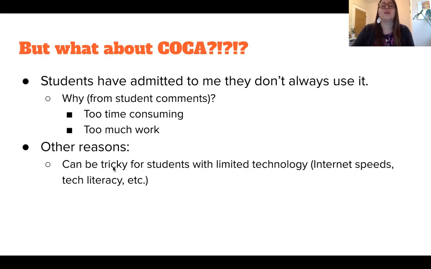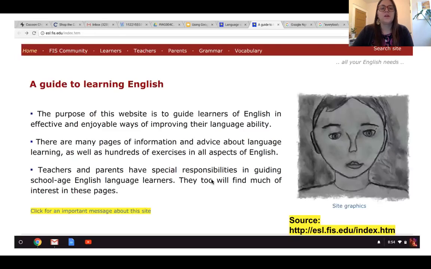Another reason, which I think is just a reality that we have to swallow, is that it can be really tricky for students with limited technology, maybe limited tech literacy. Maybe they don't have good internet speeds. They can't see everything clearly on their phone. They just don't read or write well in the language to begin with. I'm not anti-COCA. I'm really not. I want you to know that. But I'm just saying that in some contexts, it depends on the context whether we use it or not. So a lot of this presentation, I actually got this idea from just the reality of teaching, when I was seeing that many of my students were telling me they weren't using COCA.